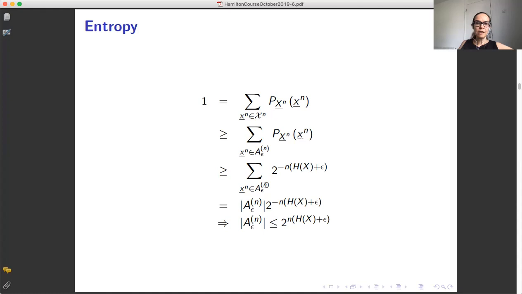Another way of rewriting this sum, since all of these elements have the same value, is that this is just 2 to the minus n(H(X)+epsilon), so remember the lower bound that we saw in the previous slide, multiplied by the number of elements in the typical set, because that's how many times I'm summing up this value, okay? So a simple corollary is that the number of elements in the typical set, this cardinality, is upper bounded by 2 to the n(H(X)+epsilon). I just multiplied both sides of this inequality by 2 to the n(H(X)+epsilon) and obtained this upper bound on the typical set. Okay, so now we've got an upper bound on the typical set.